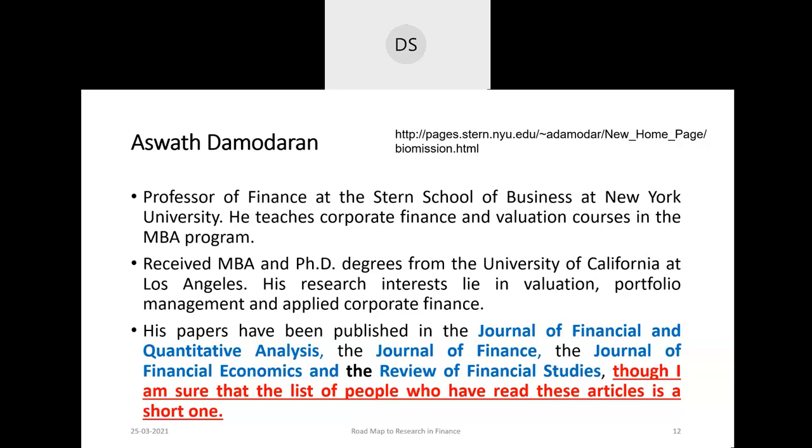But the very important thing is his research papers have appeared in the Journal of Financial and Quantitative Analysis and the Journal of Finance. The Journal of Finance is where Eugene Fama's 1970 paper appeared. The Markowitz Modern Portfolio Theory appeared in the Journal of Finance. So think about the Journal of Finance and the Journal of Financial Economics in the domain of finance, it is highly qualitative work. If you look for a publication in these journals, it is worth it.